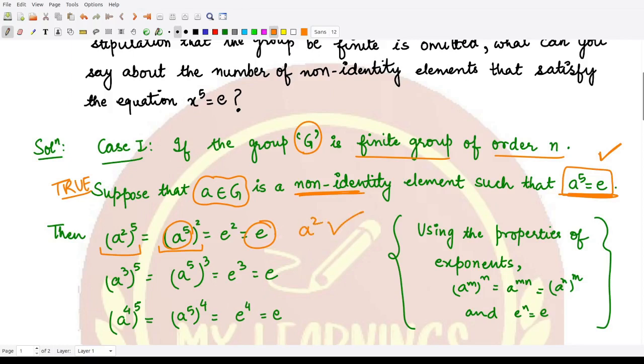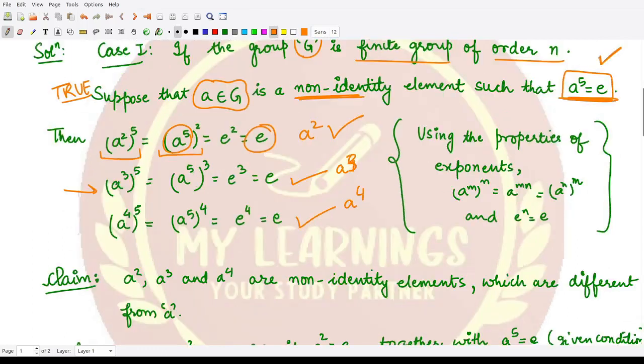What about a cube? If you see, using the same property, a cube also satisfies the same condition, and a raised to power 4 also satisfies this condition. Now we have found 3 elements which satisfy this condition. Are they also non-identity elements? We need to check this.